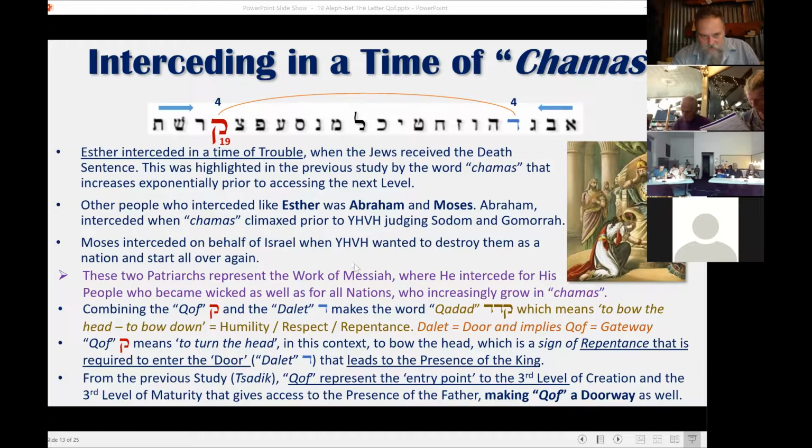I already said everything on this slide. So that's Esther entering the king. Oh, the other thing is that Esther was an intercessor.